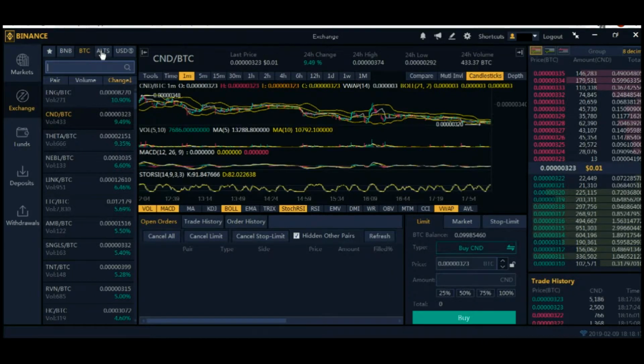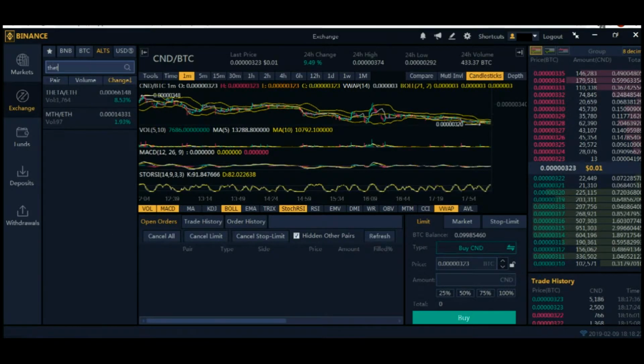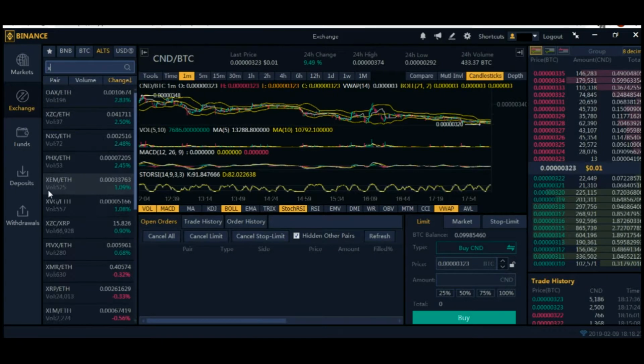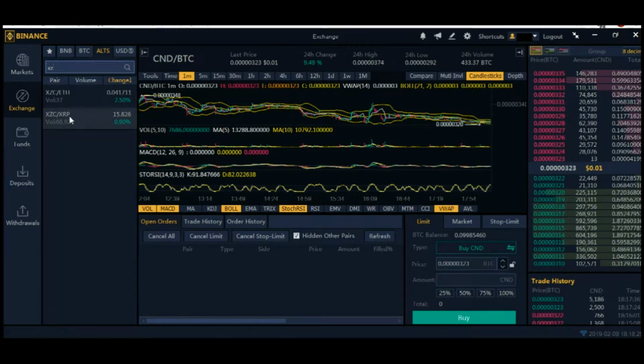Also, let's say you're on Alt and you want to trade against Ethereum with Theta. You can put that and you'll find it. Let's say you want to get quickly to the XRP and you can't remember what it's called. You could put in XR, and there you go. You can trade Tron and XZC against XRP, and it's easy to get around there.